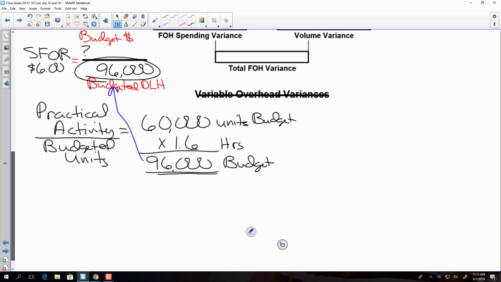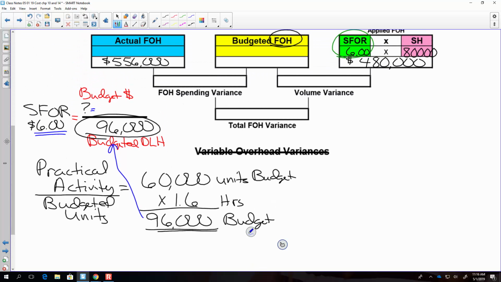Again, different look than what we were told last time. Last time we had to figure out the rate. This time the rate was given to us, and we had to figure out the budget number, which is 576,000. So all I'm doing is I'm multiplying the $6 times 96,000. This number is that number.